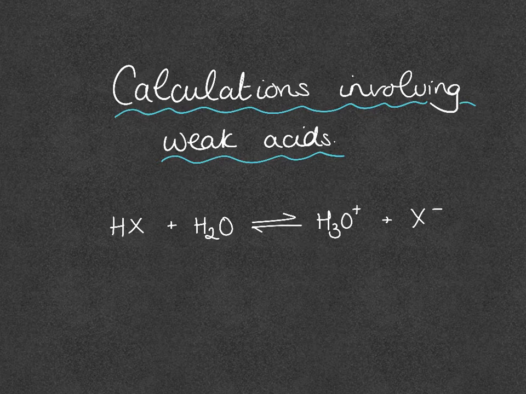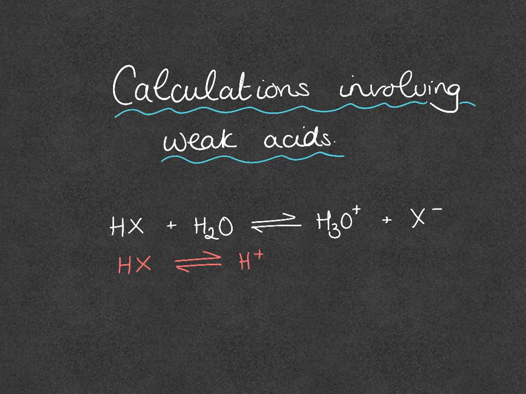Calculations involving weak acids. Let's remind ourselves of the equilibrium that we are dealing with. So we have any acid and we put it in water, we get dissociation to H3O+ and X-. Now obviously we do tend to just abbreviate that and ignore the H2O and just write it as H+ and X-.